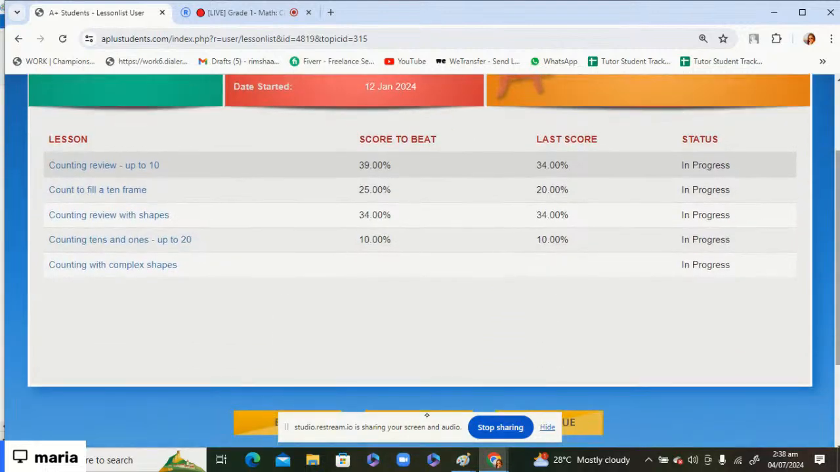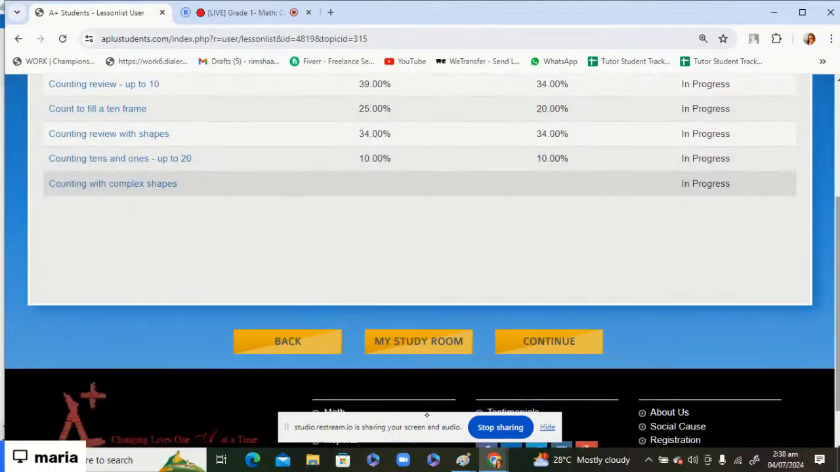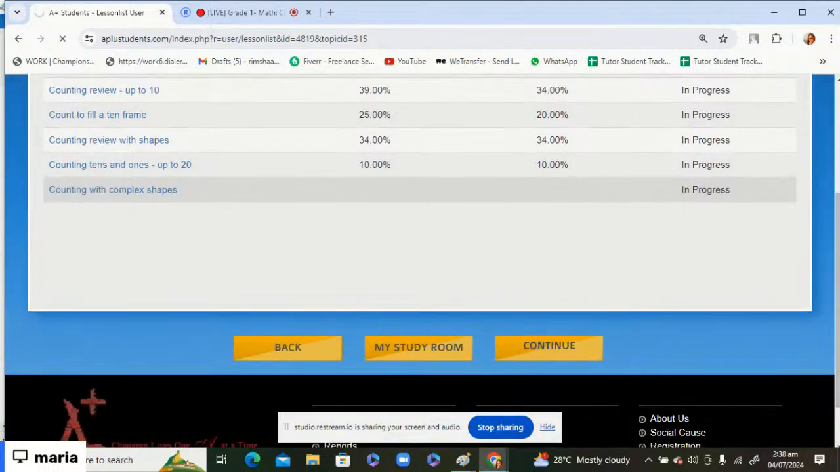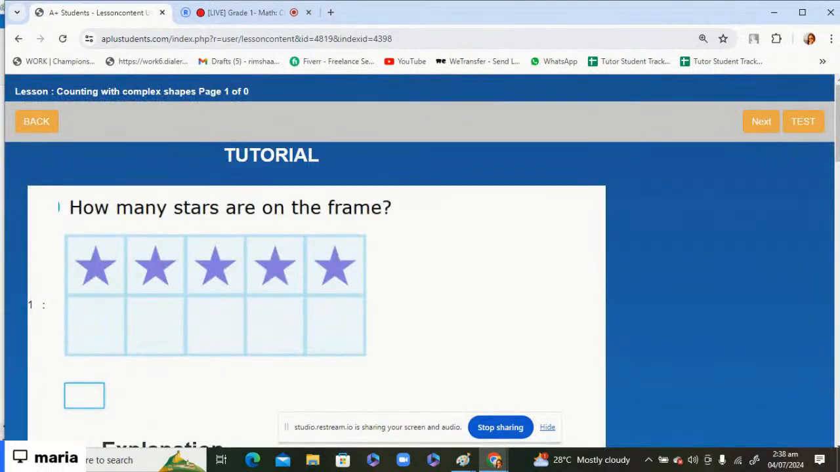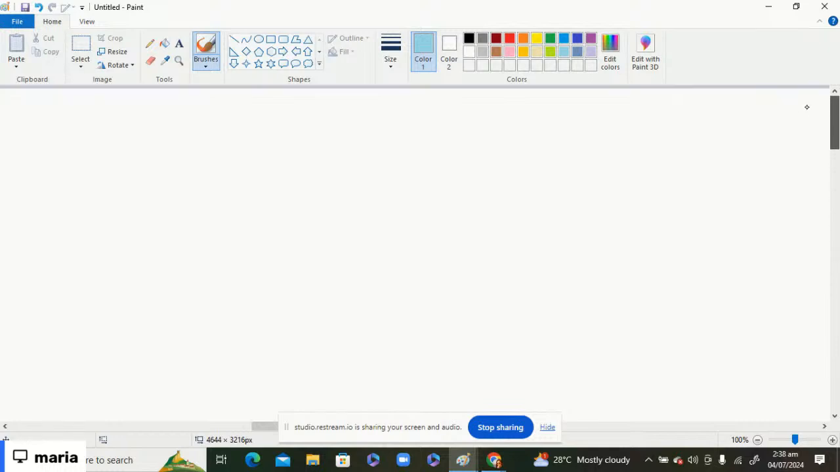So here is the last lesson regarding this chapter, counting with complex shapes. Now there are the complex shapes and then we just count it. Okay, so this is again the same thing. We are going to draw like shapes.